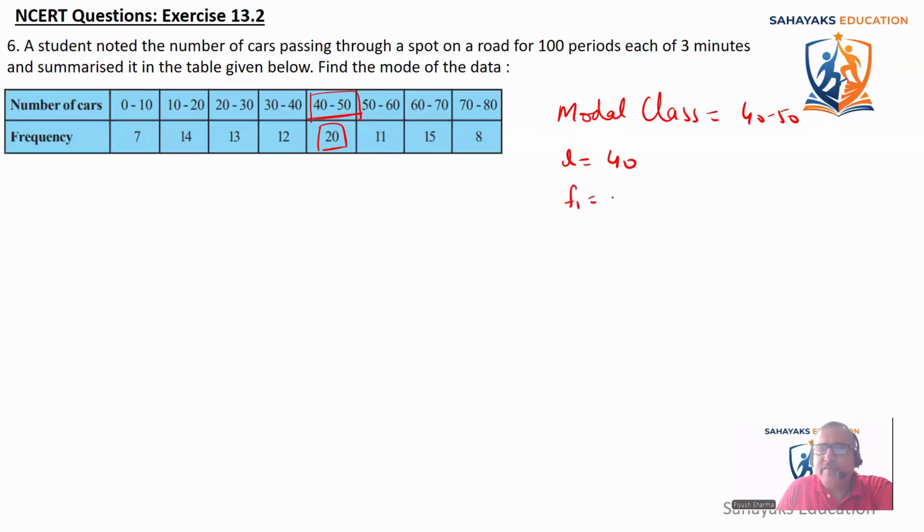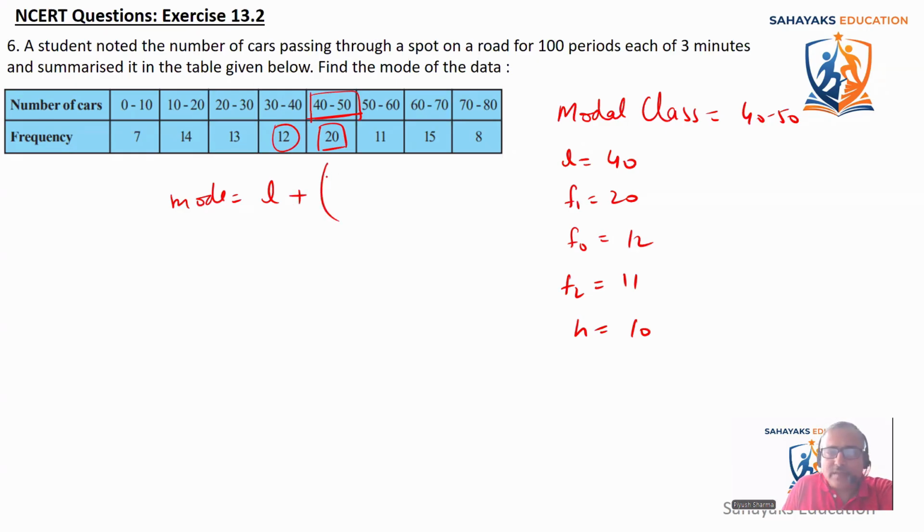Now we can write the values of various other things. F1 comes out to be 20, the frequency of the modal class. Then F0 is the frequency of the previous class, which is 12. Then the frequency of the next class, F2, is 11. Then comes H. What is the class size? The class is 40 to 50, that means 50 minus 40 is 10. Let's put in the formula. I'll write the formula every time so that if you are watching this, you will remember the formula by heart.